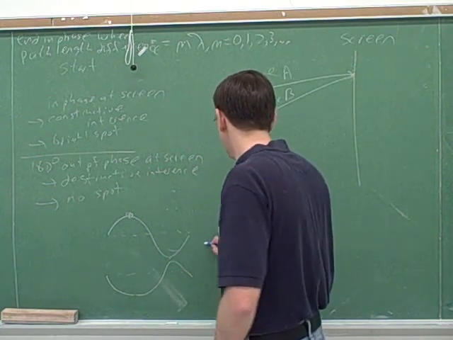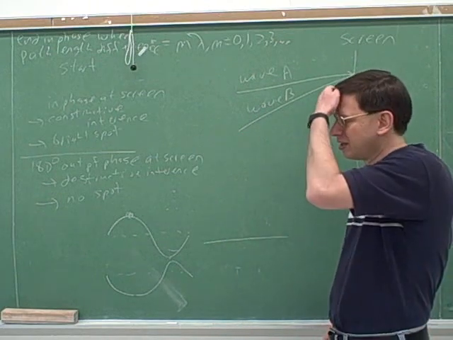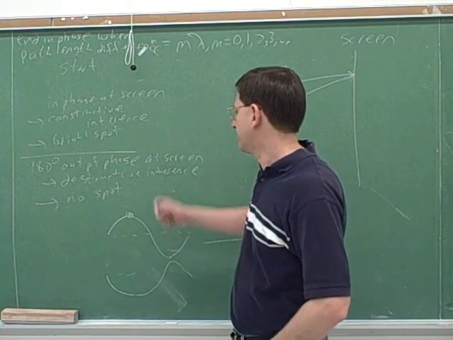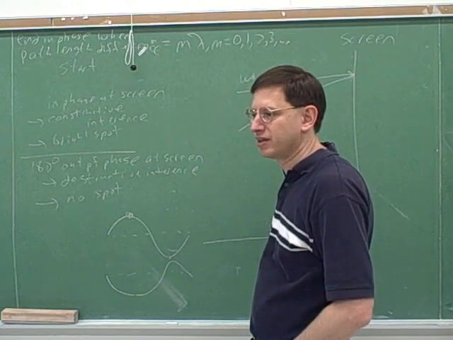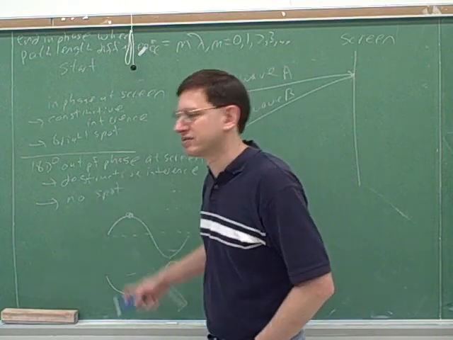So what would the combined wave look like? The combined wave would just be at 0 all the time. Okay, so if the two waves really have the same amplitude, we get complete destructive interference here, and there's no spot at all. And if we were approximately at this point, at least we would have a dark spot.